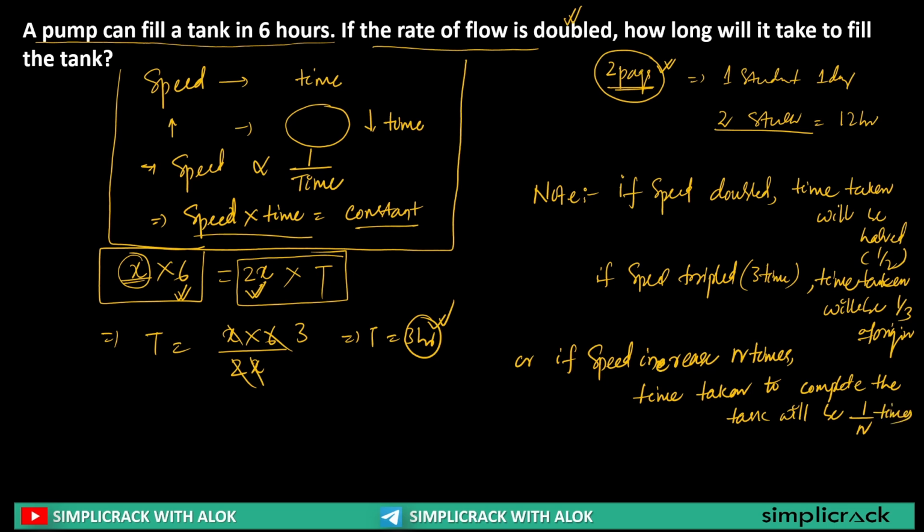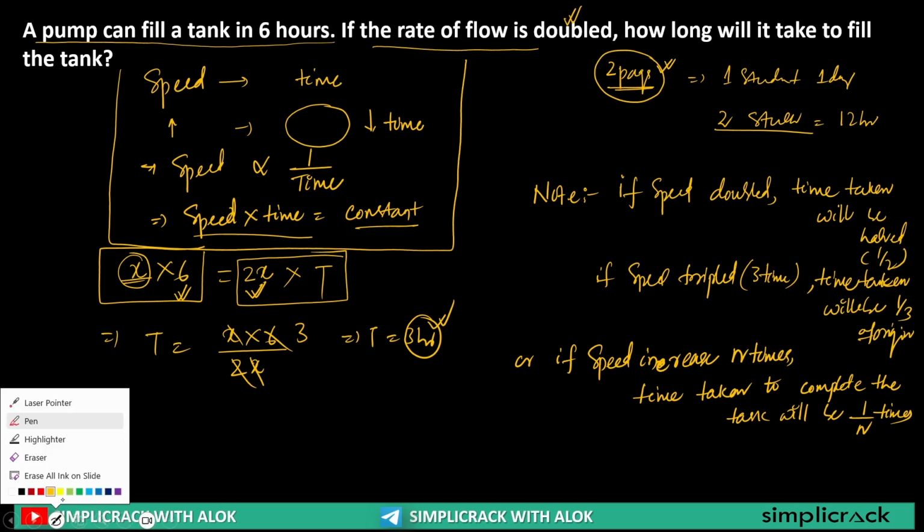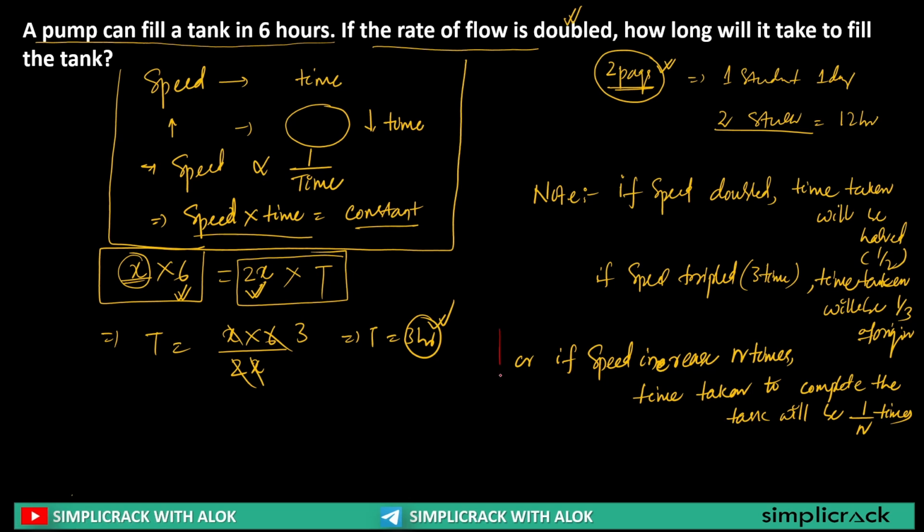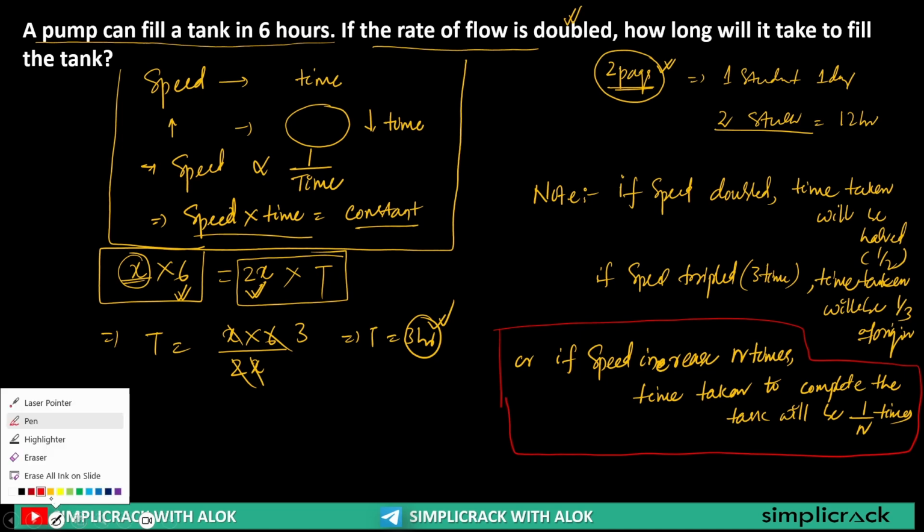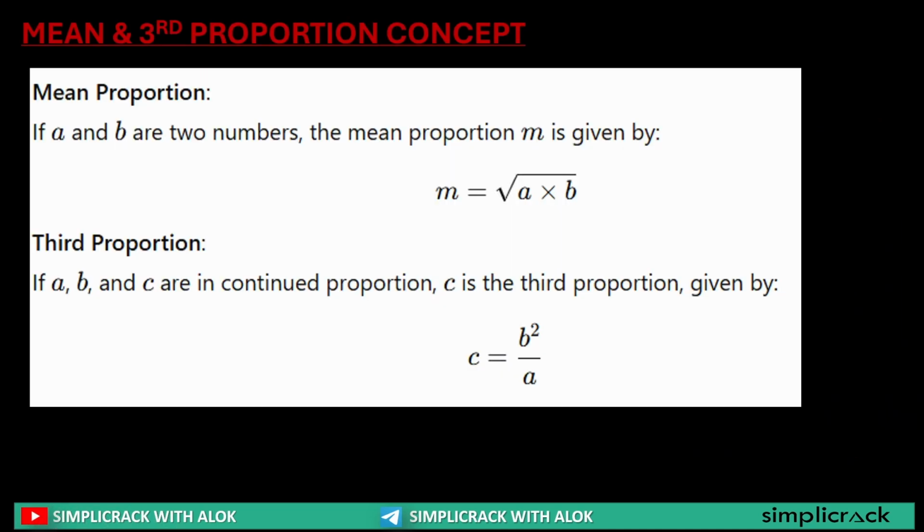As simple as that. Here it was doubled, that is twice, so the time taken will be 6 into half, 1 by 2, that is 3 hours. This is the fastest way we can solve these questions. So you need to note down these things. Let me change to a different color to circle it. This is the formula you should be noting down. Now let's solve the next question.